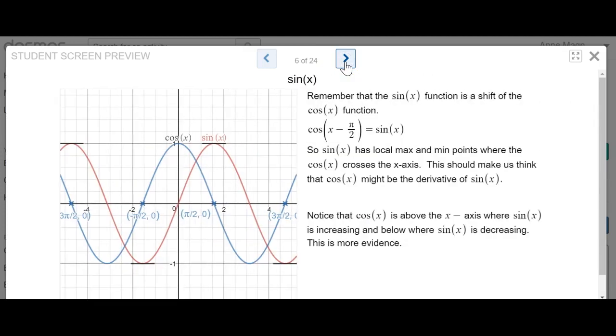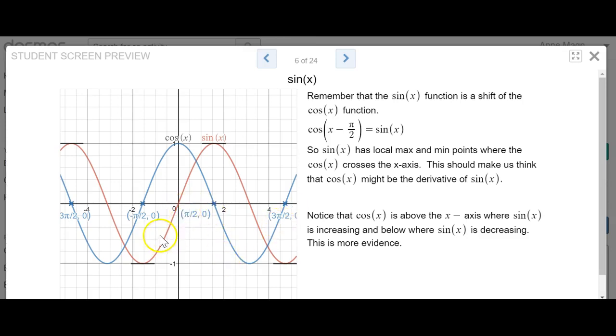So let's start with talking about the derivative of the sine function. If you look at the graph of the sine function, it's this red graph, and the graph of the cosine function is this blue graph. So notice that at the maxima and minima of the sine function, those correspond to the zeros of the cosine function. So that's a strong indication that cosine is the derivative of sine.